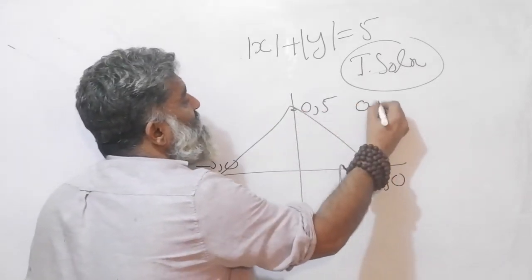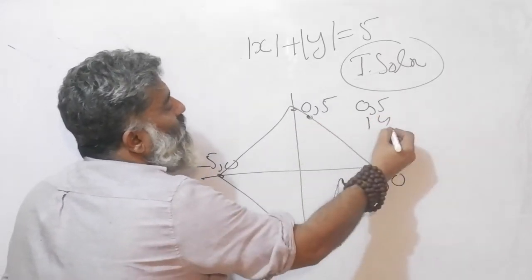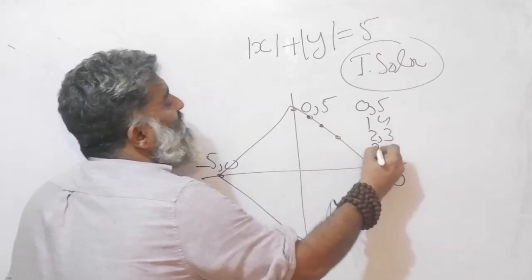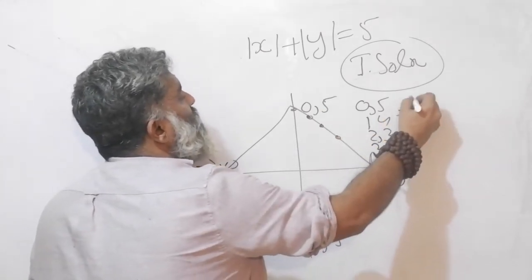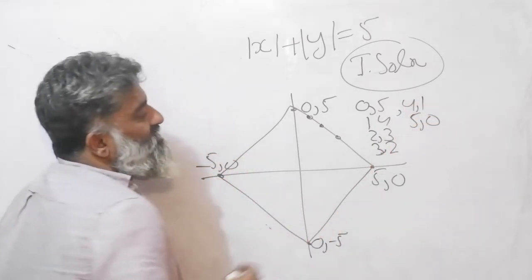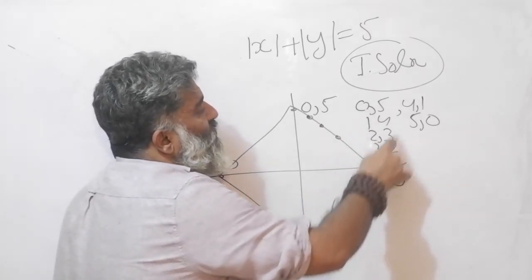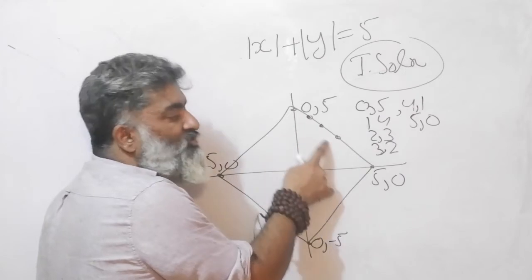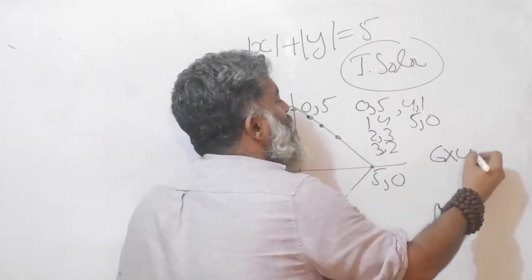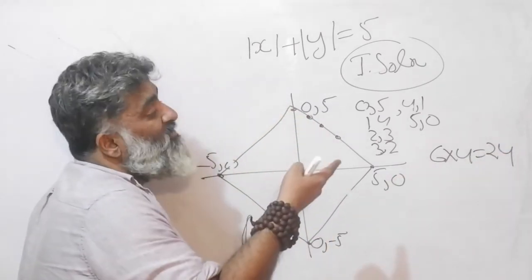0, 5 is a solution. 1 and 4, I'm just going on this one line. 1 and 4 will be the next solution. 2 and 3 will be the next solution, right? 3 and 2 will be the next solution. 4 and 1 will be the next solution. And the last on the line will be 5 and 0. So how many solutions do I get? 1, 2, 3, 4, 5, 6. So I have 6 on this line. I have 4 such lines. So can I do 6 into 4 is equal to 24? Yes, I can. What is the problem in that counting?